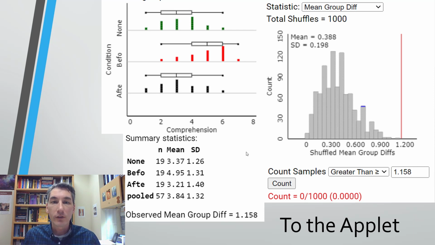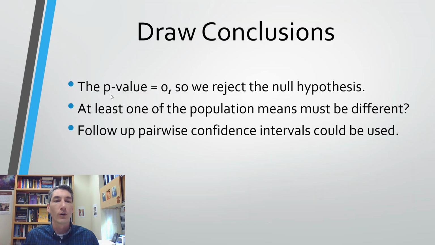All right. So that's how you do a simulation-based approach, and then you draw your conclusion. We've got a p-value of 0, so we reject the null hypothesis, which is to say at least one of those long-run means must be different. If you want to follow up with pairwise confidence intervals, you can figure out how much different. Okay, so at least one of them is different. Which ones are different and how much different? But that requires a theory-based test, which we'll learn in section 9.2.